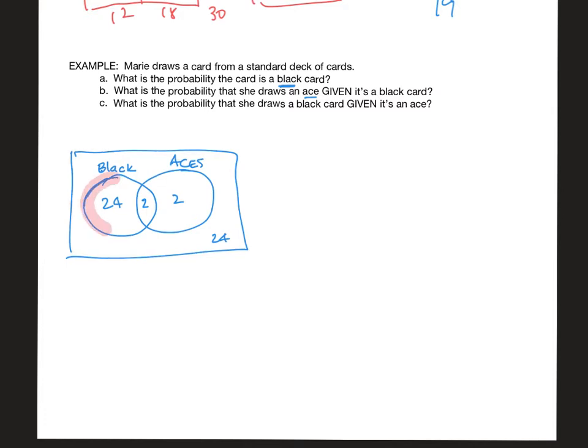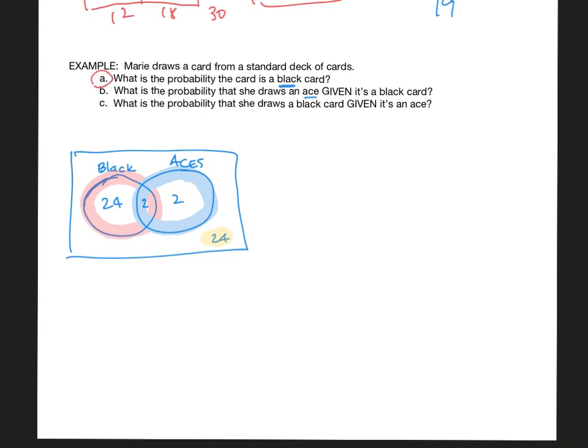This circle is all the black cards, right? Altogether, there are 26 black cards. And then the other circle is all the aces, right? There are 4 aces. And in the overlap, right, the intersection, there are 2 because there are 2 black aces. Okay, so now, and then this 24 on the outside, right here highlighted in yellow, those are the 24 other cards that aren't black and aren't aces. Okay, so I've organized all my information.